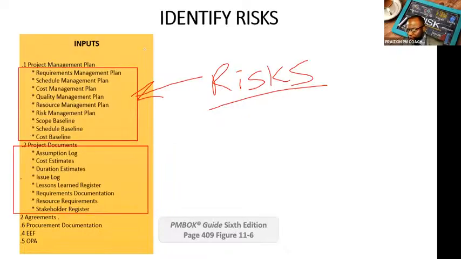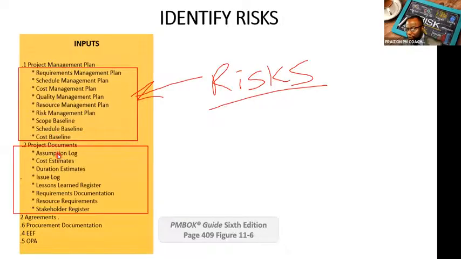What is the logic? There could be risks in my requirements management plan, how I'm collecting requirements, how we are going about managing the schedule and cost and quality and resources and risk. Our scope baseline could be used to identify risks, but we could also have risks buried in there, and in our cost baseline as well. So we need to review all of these.